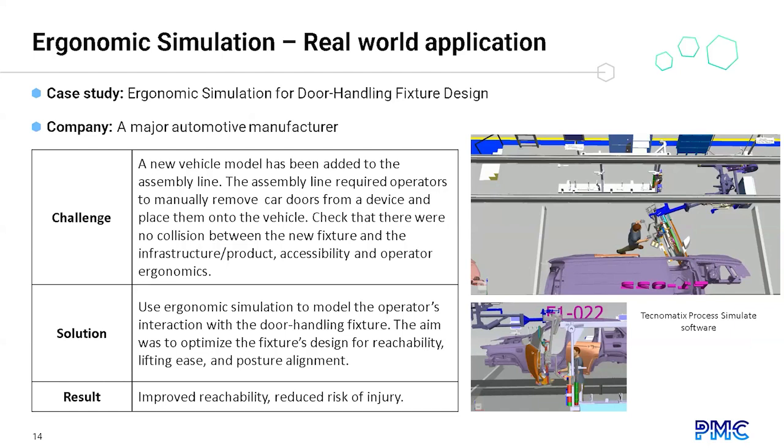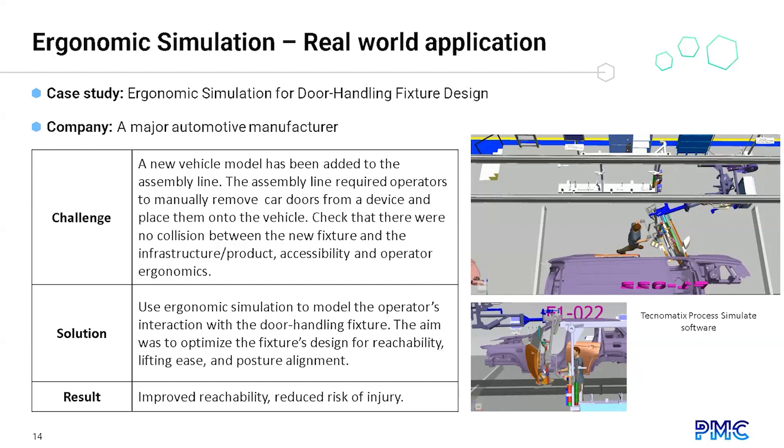They were introducing a new car into the production line and the new door handling fixture, and they needed to know if there would be any kind of collision between the device and the car or between the device and the infrastructure. They also wanted to check operator accessibility and all the ergonomic analysis. They wanted an ergonomic report, and all the operator posture during the operation. So what was our solution here?